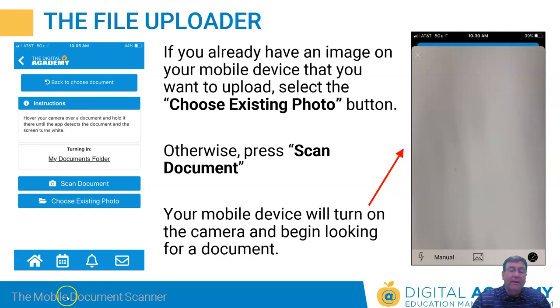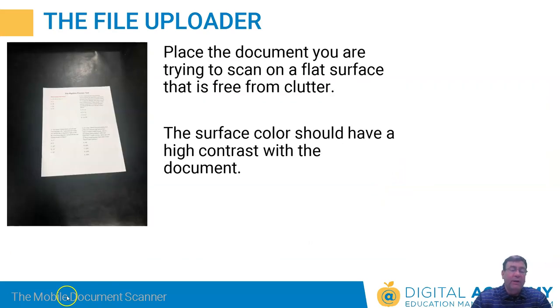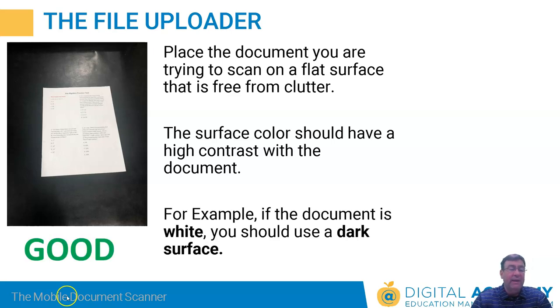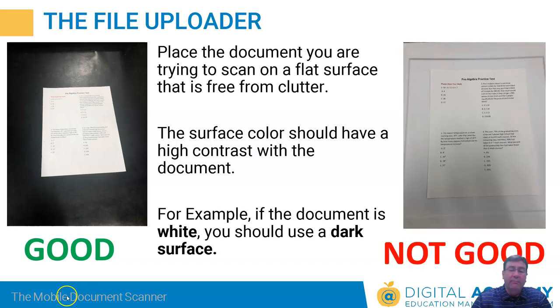All right, and then it'll start looking for a document. You'll want to take the document that you're trying to scan and put it on a surface that's free from clutter. It also should have high contrast. For example, if you're trying to scan a white piece of paper, you want to put it on a dark surface. The example here on the left is good, but a white piece of paper on a white surface is not good.